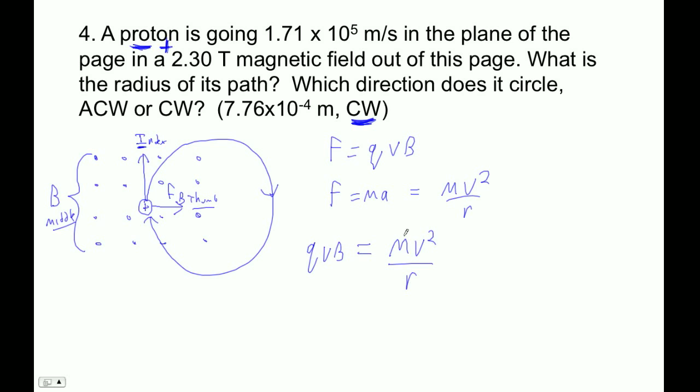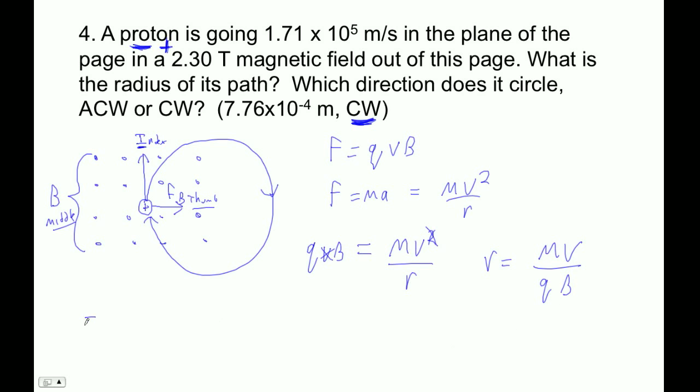Let's see, mv squared over r. Basically, magnetic force equals centripetal force, right? Notice that we can cancel a v. What are we solving for? The radius of its path, so we're trying to solve for r. R is going to be momentum, somewhat surprisingly, over QB.